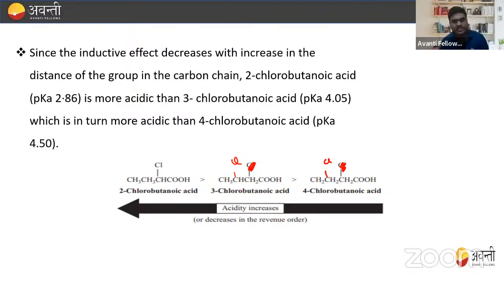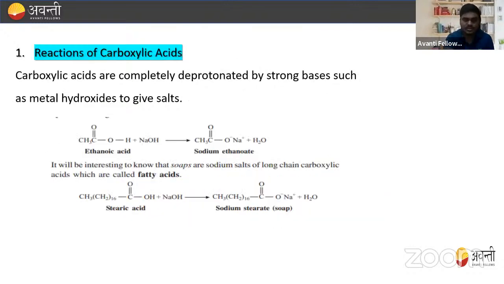Since the inductive effect decreases with the increase in the distance of the group in the carbon chain, 2-chlorobutanoic acid having pKa value 2.86 is more acidic than 3-chlorobutanoic acid having pKa value 4.05, which is in turn more acidic than 4-chlorobutanoic acid, right?